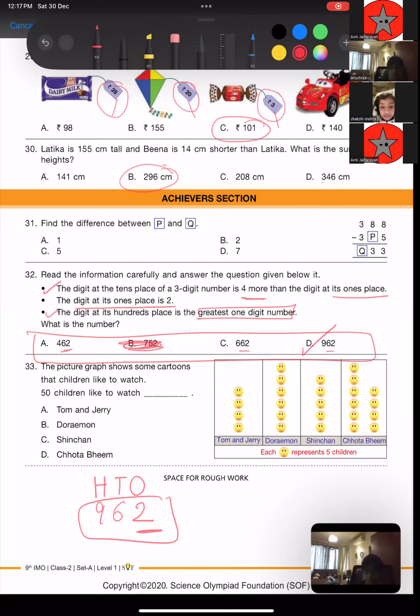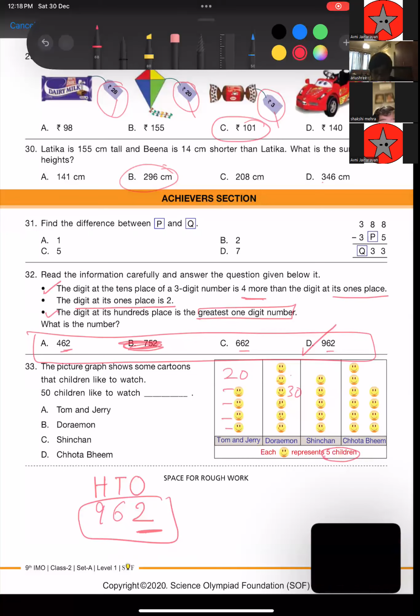Now question number 33. How do you do this? I need to understand. Now this is 1, 2, 3, 4. So you have to read that every smiley is a 5. So you do it like 20 here. 1, 2, 3, 4, 5, 6 times 5 is a 30. Because 5 tens is 50, in which box is 10 we have to see, and that box label is the answer. Okay.